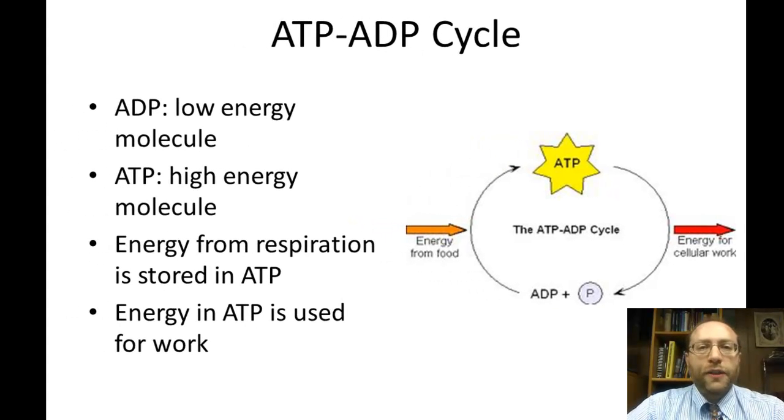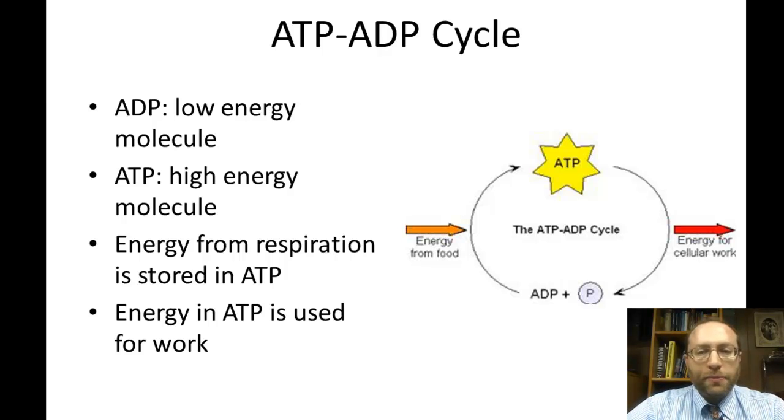In order to understand respiration, we need to know the ATP-ADP cycle. ATP stands for adenine triphosphate, ADP stands for adenine diphosphate. ADP is a low energy molecule, ATP is high energy. Basically, the di means there are 2 phosphates, and the tri means there are 3 phosphates. And if you look at the diagram here, that's basically the cycle.